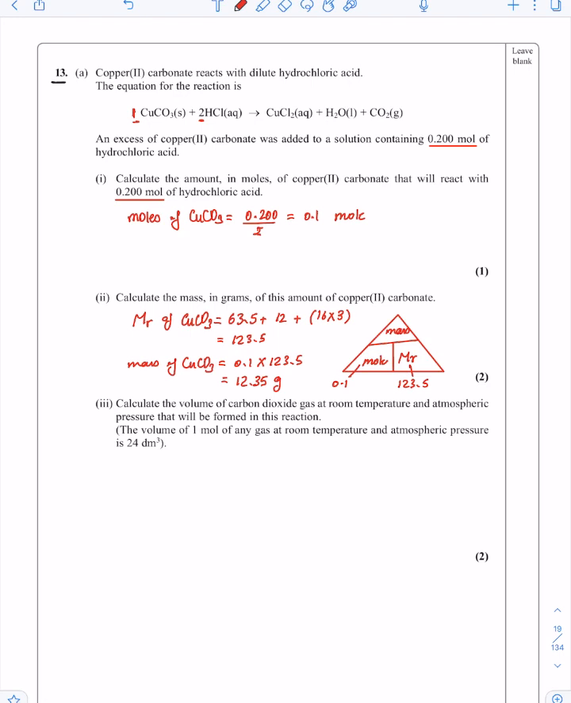Part three: calculate the volume of carbon dioxide gas at room temperature and atmospheric pressure that will be formed in this reaction, given that the volume of 1 mole of any gas at room temperature and pressure is 24. The formula we will work with is moles is equal to volume over 24, that is, moles equal to volume of gas over the molar volume, which is 24.